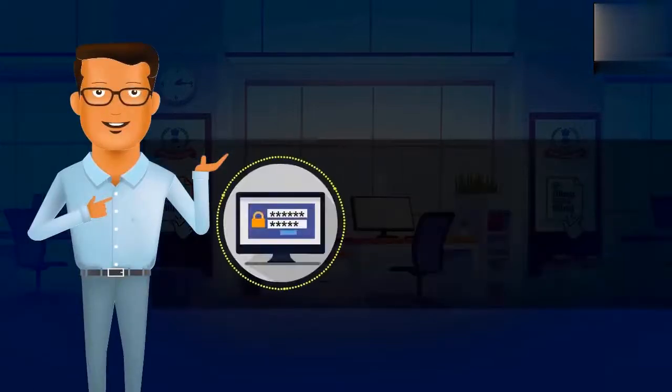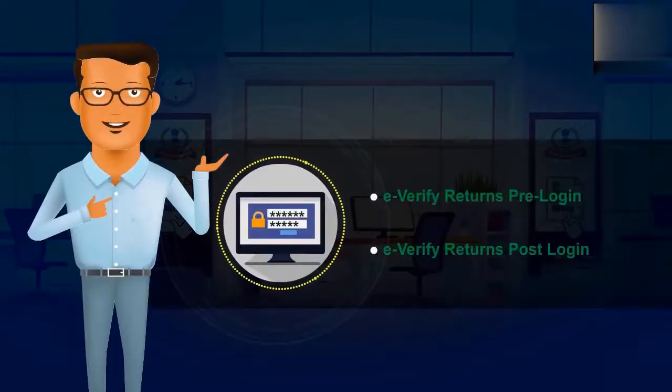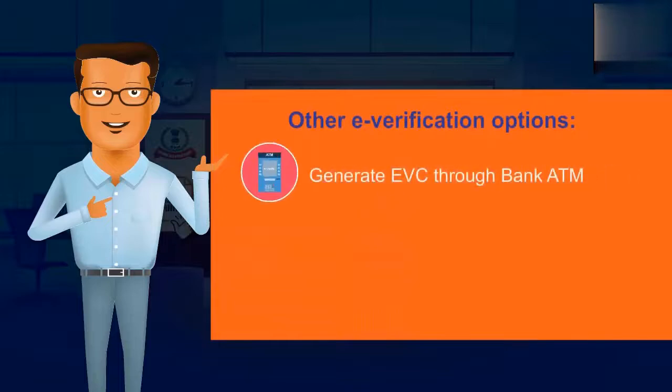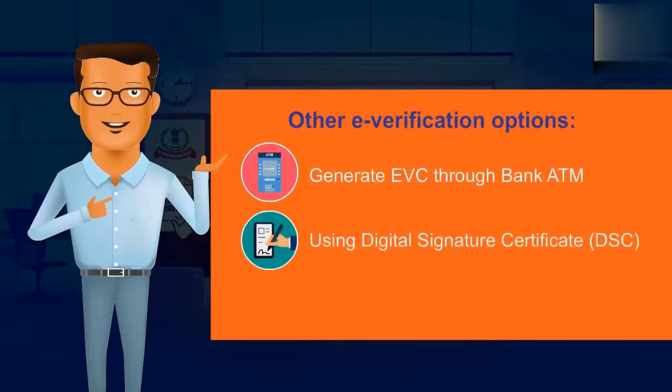Once your return has been successfully uploaded and e-verified, your e-filing process is complete. In addition to these e-verification methods, the other options are generate EVC through bank ATM and using digital signature certificate, DSC. For an individual taxpayer, it is recommended to e-verify your return using EVC or Aadhaar OTP on the e-filing portal, from the comfort of your home.